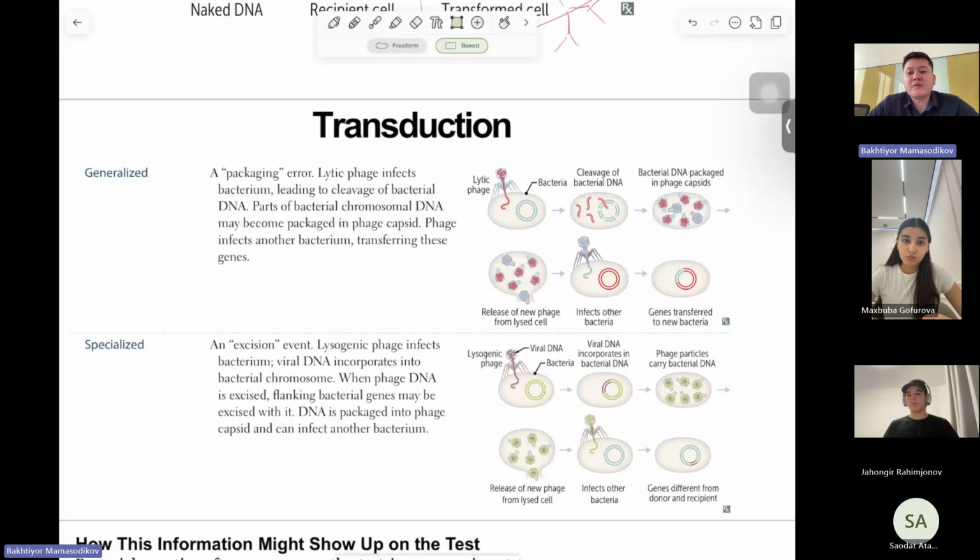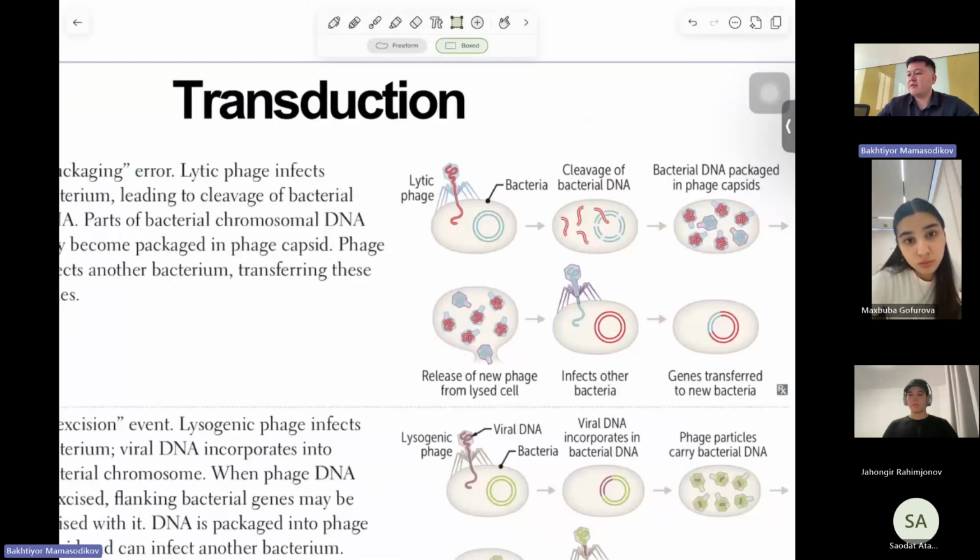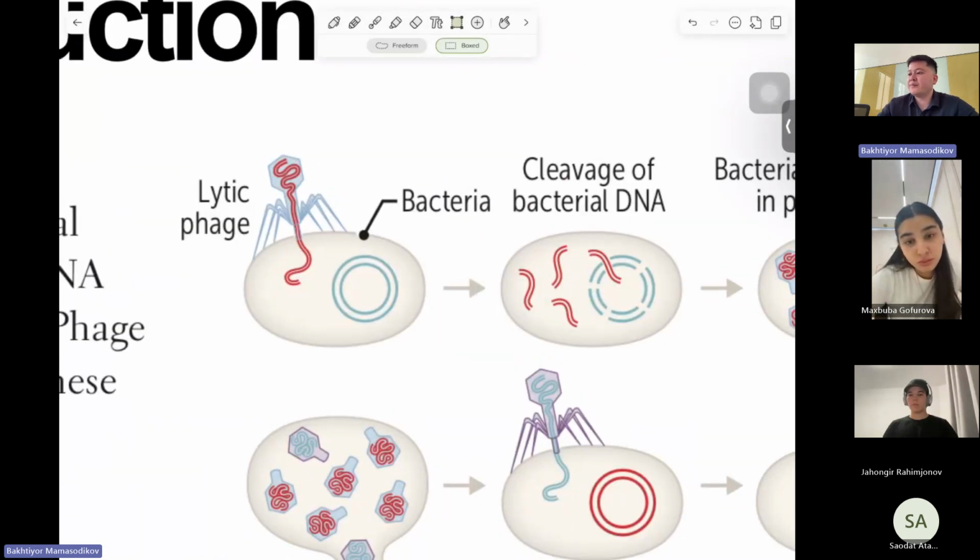What's the meaning of generalized transduction? The meaning is that random bits of any bacterial gene are accidentally packed into the virus. So let's break it down step by step. For example, we have a lytic phage. This is the lytic phage. The lytic phage contains information from another bacteria. It chops up the host DNA to destroy it.